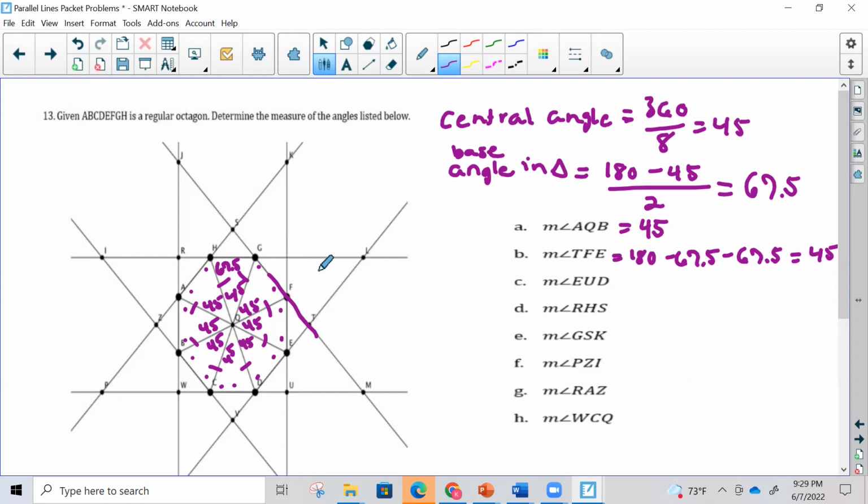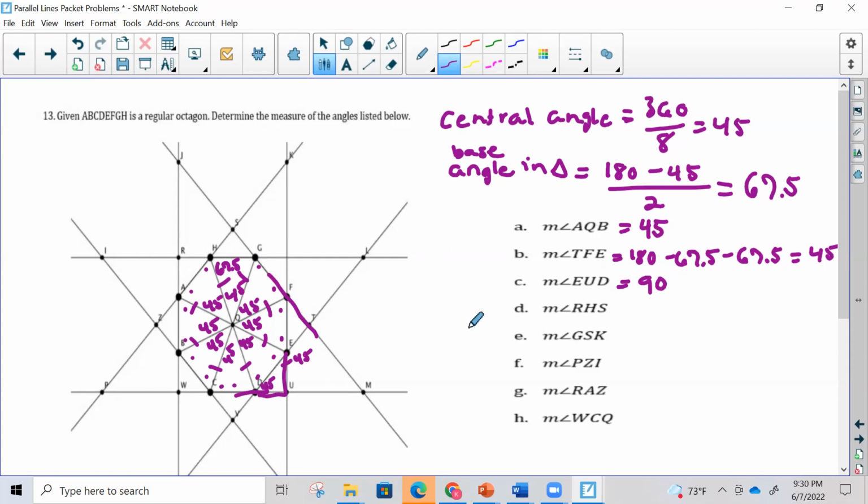Okay, EUD, let's see, where is EUD? Okay, so EUD is this one. So we know that this is 45, we know this is 67.5, and this is 67.5. So again, we have that straight angle. If this is 67.5 and this is 67.5, this is our 45. This would be the same case. This is also 45. And so we have 45, 45. If you do 180 minus that, you would get 90. It also looks like a 90-degree angle, so that makes it easier.